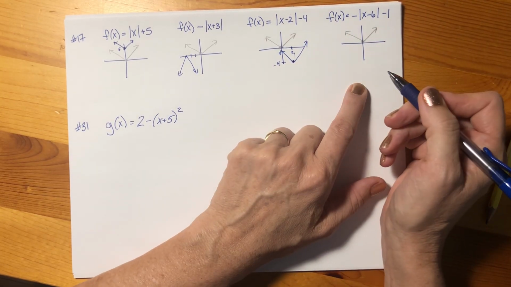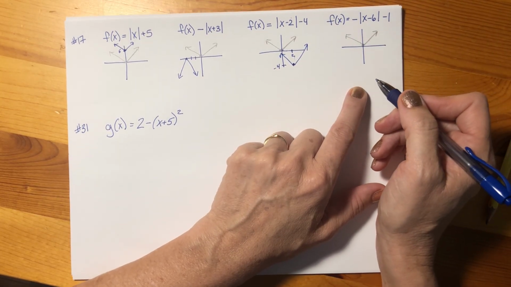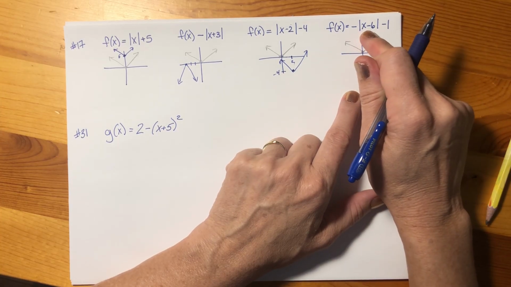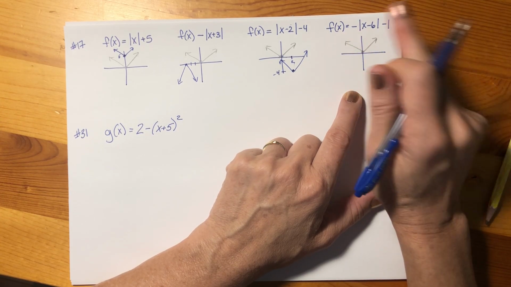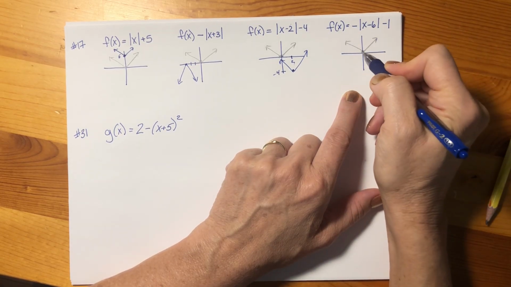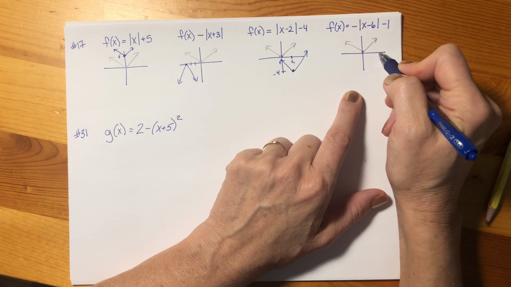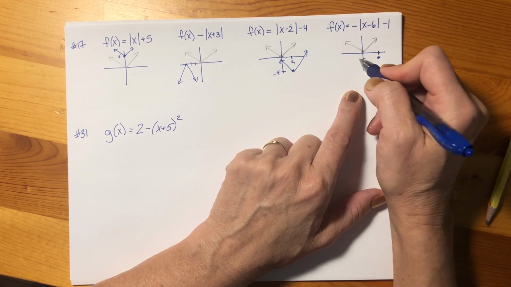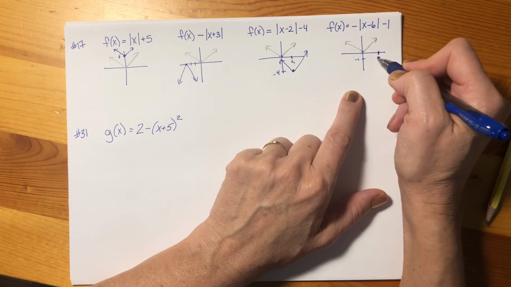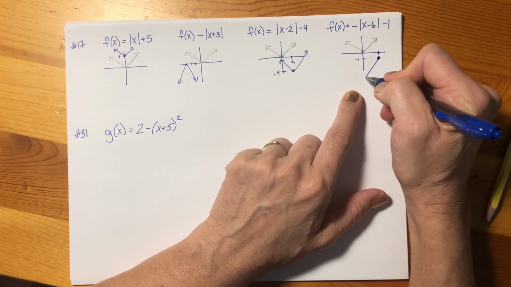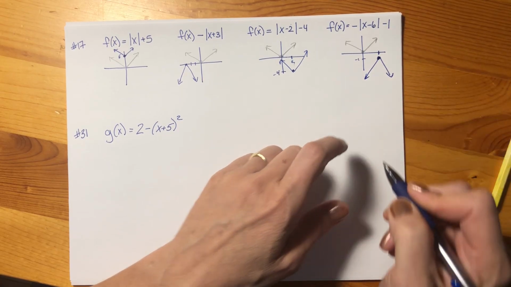All right, I've got a lot going on in this last one. This is a fun one. Look at all I have. I've got an outside minus 1, an inside minus 6, and a negative out in front to reflect the whole thing. All right, I'm going to start on the inside. Inside minus 6 is going to shift the whole thing over 6. So here I am at 6. I'm going to shift it down 1 because of the outside minus 1. So here I am. And then I've got a negative on the outside, which is going to reflect the whole thing down. So that's a lot of fun.